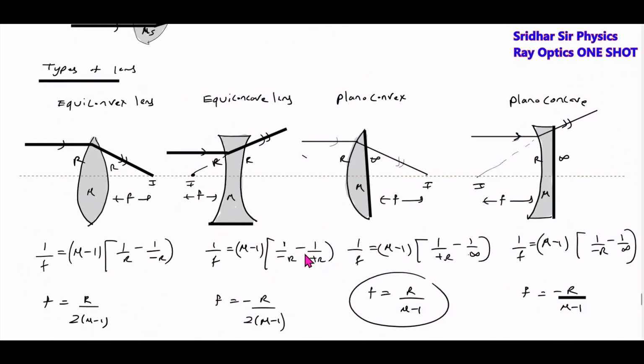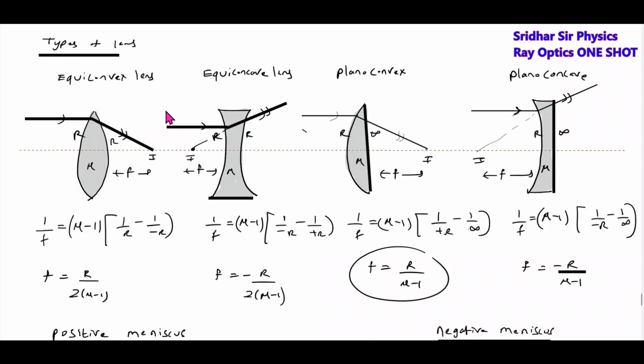Now we'll take the types of lens. The first is the equiconvex lens. Both radii will be the same, converging lens. A parallel beam of light incident will converge at a point. From the lens maker formula, 1 by f equals mu minus 1. The radius of curvature of this will be positive, and the radius of curvature of this will be negative. Then solving this, f equals r by 2 mu minus 1.